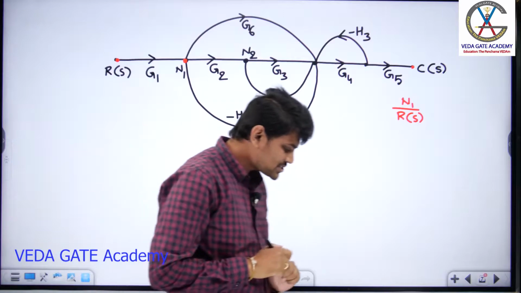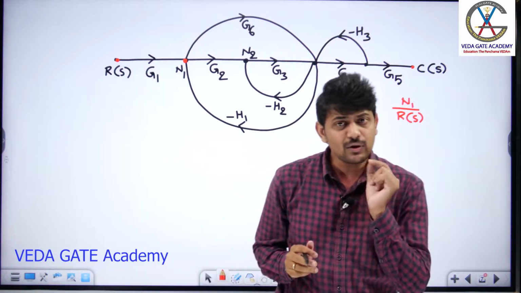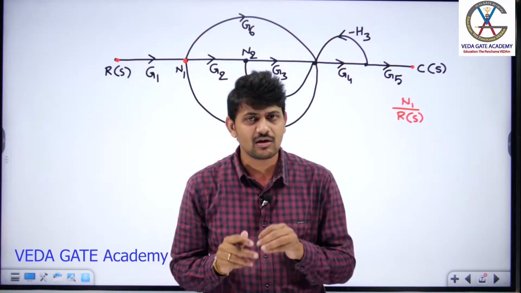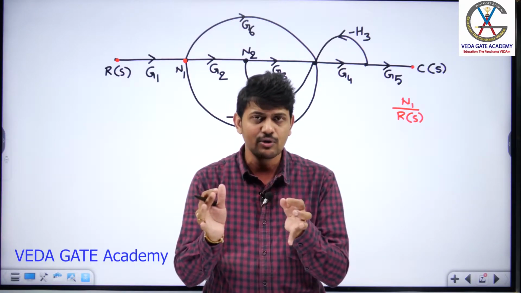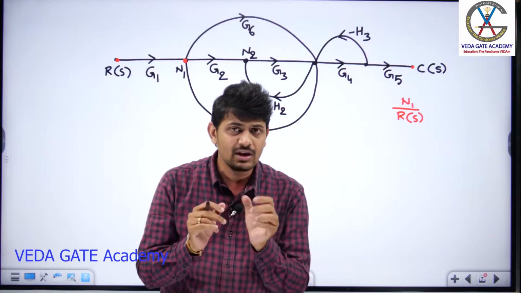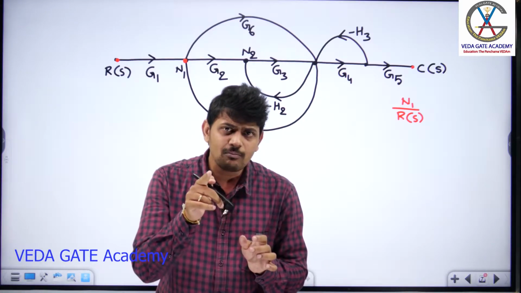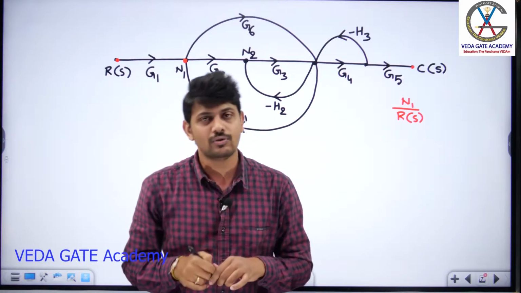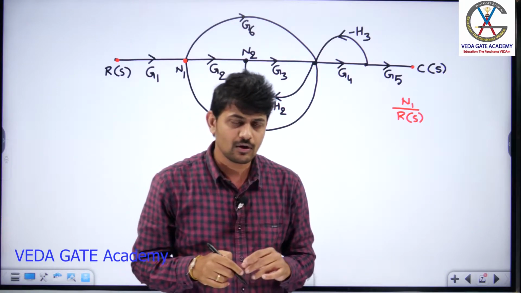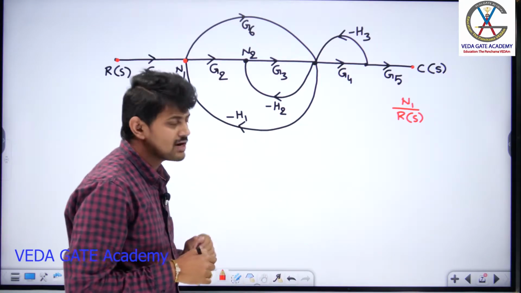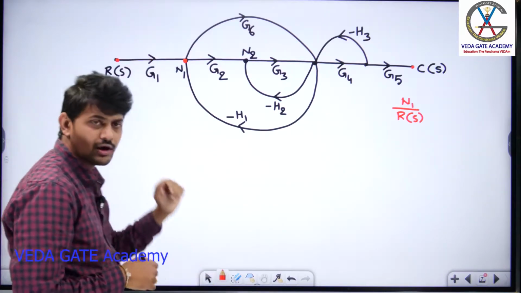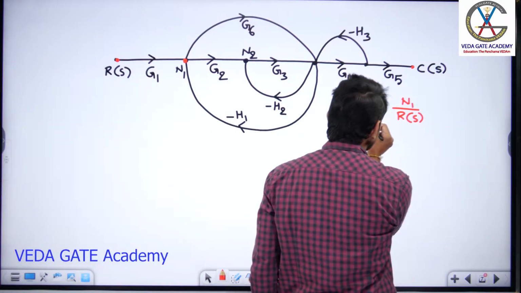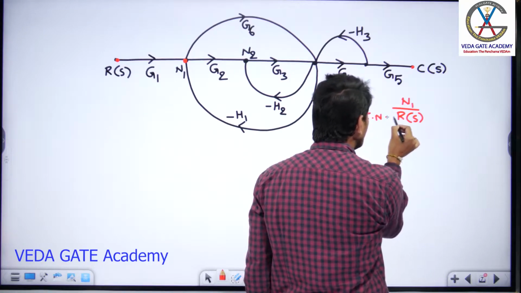Now, according to the statement of Mason's gain formula, in the starting duration of the previous session, I gave the formula, where it is the ratio between output node to input node. But if you observe in this question, N1 by R(S), can I say R(S) is the input node? Yes, because it has only outgoing branches. So R(S) is the input node. But what about N1, guys?